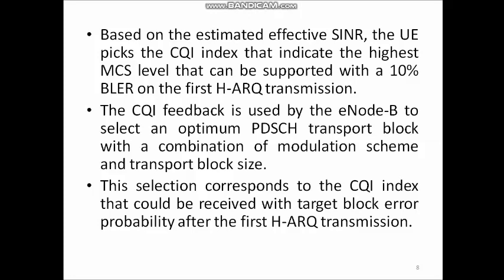And the CQI feedback is used by the eNodeB to select an optimum physical downlink shared channel transport block with a combination of modulation scheme and transport block size. And this selection corresponds to the CQI index that could be received with target block error probability after the first HARQ transmission. And a typical value of this target block error probability is 10 to 25%.